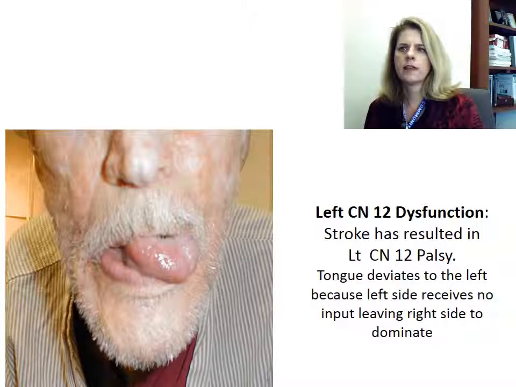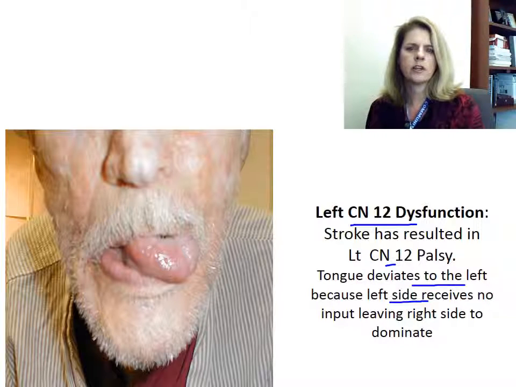So this is a cranial nerve 12 dysfunction. This person has a problem with the left cranial nerve, and the tongue is going to deviate to the left because the left side's not getting innervated, and that means the right side is dominant. So you look at someone's tongue and see which way it's pointing and figure out if they have a cranial nerve deficiency of the hypoglossal nerve.